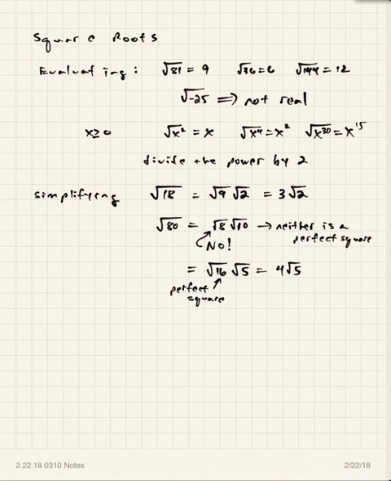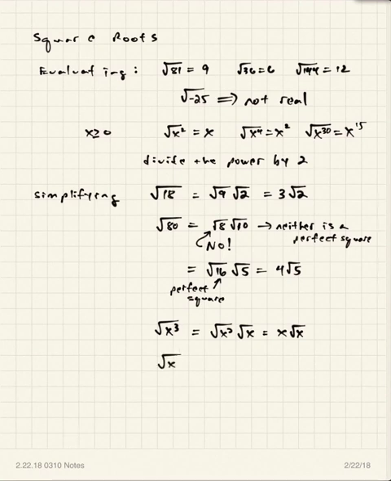And then we also did this with variable quantities. So for example, the square root of x cubed. The 3 is not divisible by 2, so we break it up into 2 factors where one of them is divisible by 2. So we break up x cubed as x squared and x. And then we'd rewrite that as x times the square root of x.